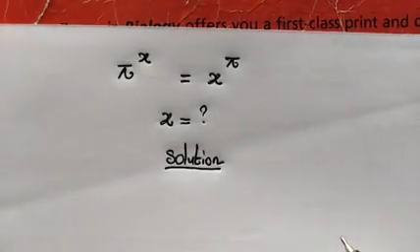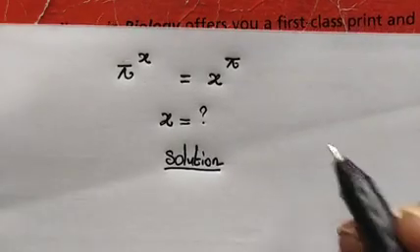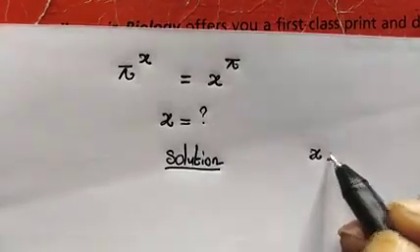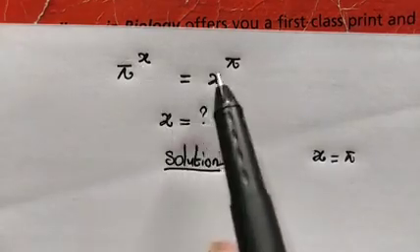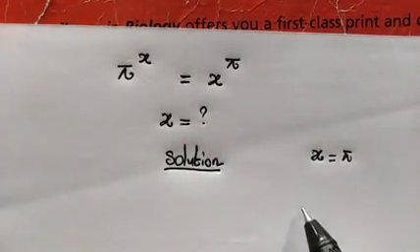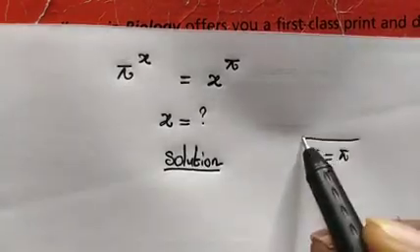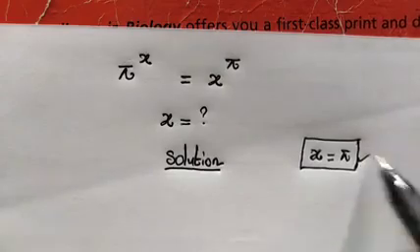Today we have this interesting Olympiad mathematics problem. Pi raised to the power of x is equal to x raised to the power of pi. We have an obvious solution here, right? Which is x is equal to pi, since we know that pi raised to the power of pi is equal to pi raised to the power of pi. But the problem here is, is this the only solution?